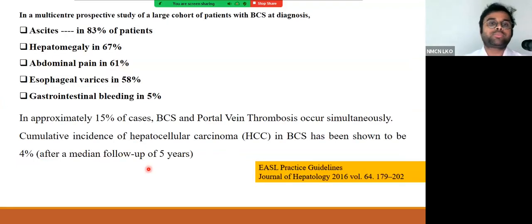So in a multicentric prospective study of large cohort of patients with Budd-Chiari syndrome at diagnosis, ascites was found in 83%, hepatomegaly in 67%, abdominal pain in 61%, esophageal varices in 58%, and gastrointestinal bleeding in 5%. In 15% of cases, Budd-Chiari syndrome coexisted with portal vein thrombosis simultaneously, and cumulative incidence of HCC with Budd-Chiari syndrome was found to be 4% in a 5-year follow-up.